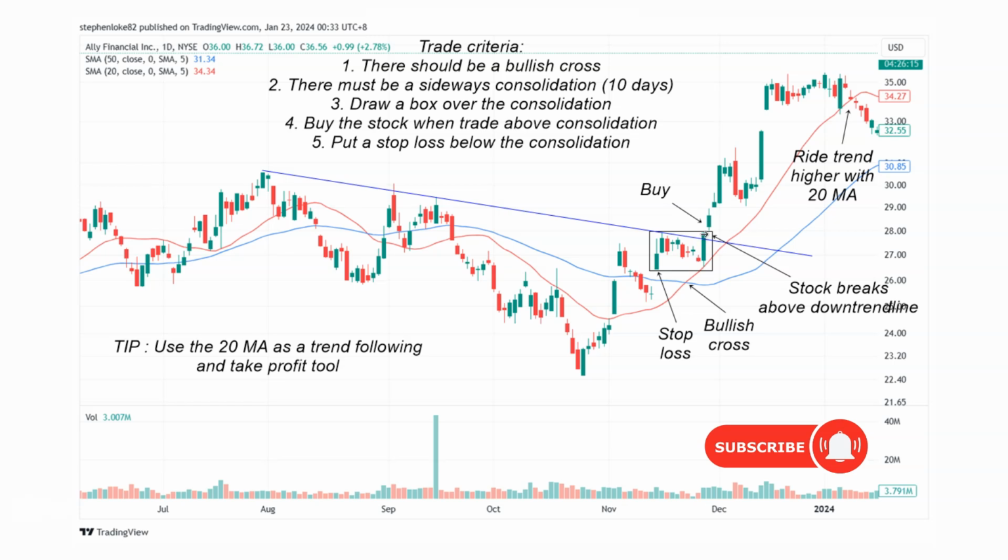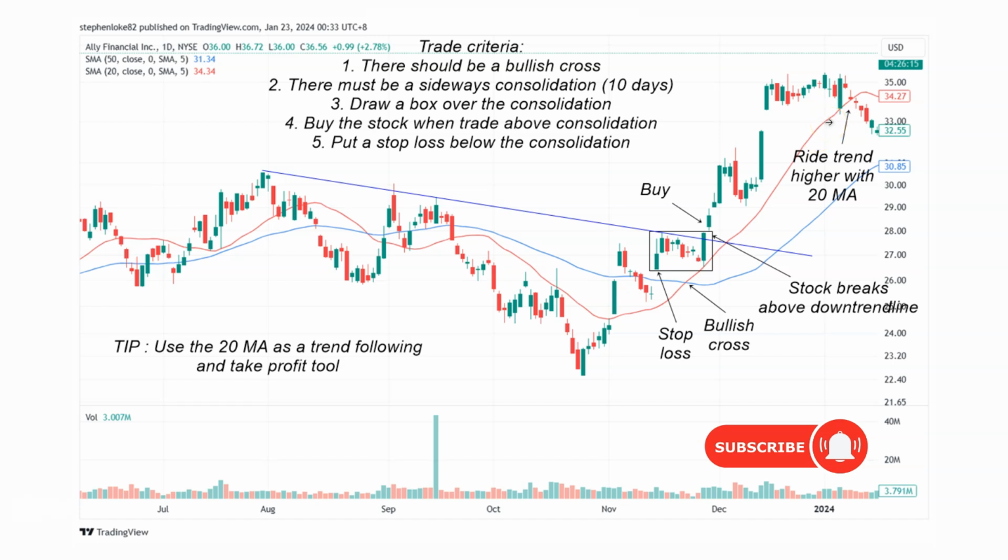So I'm going to teach you a way for you to capture the profits. What good is it if you only know how to enter, but you don't know how to exit the stock? And here is the beauty of this trading strategy. We don't need to add anything else except the red line here, which is the 20 MA. We're going to use it as a way to take profits.